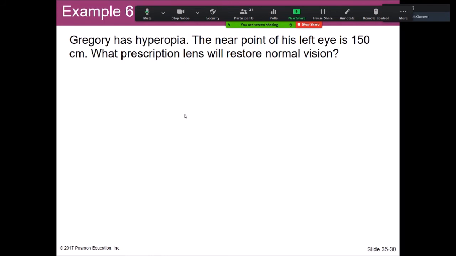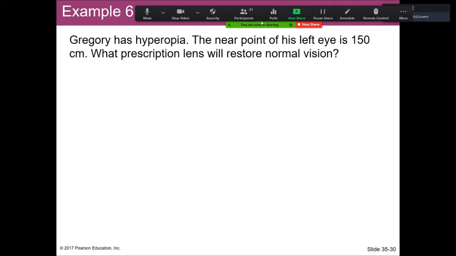So Gregory has hyperopia. Near point of his left eye is 150 centimeters. I don't know why just one of the eyes is doing that, but they can be different, I suppose. What prescription lens will restore normal vision?